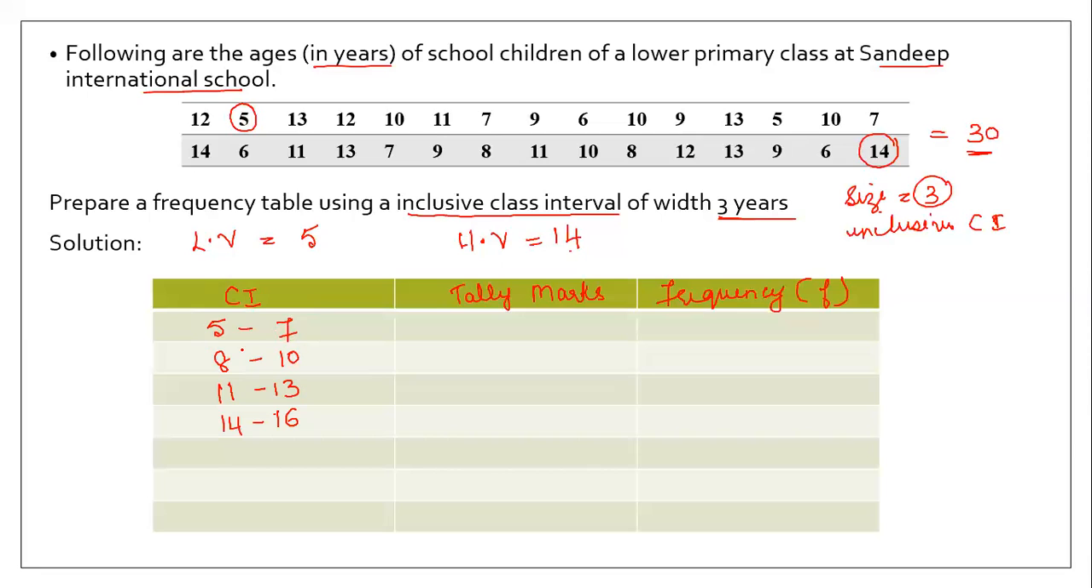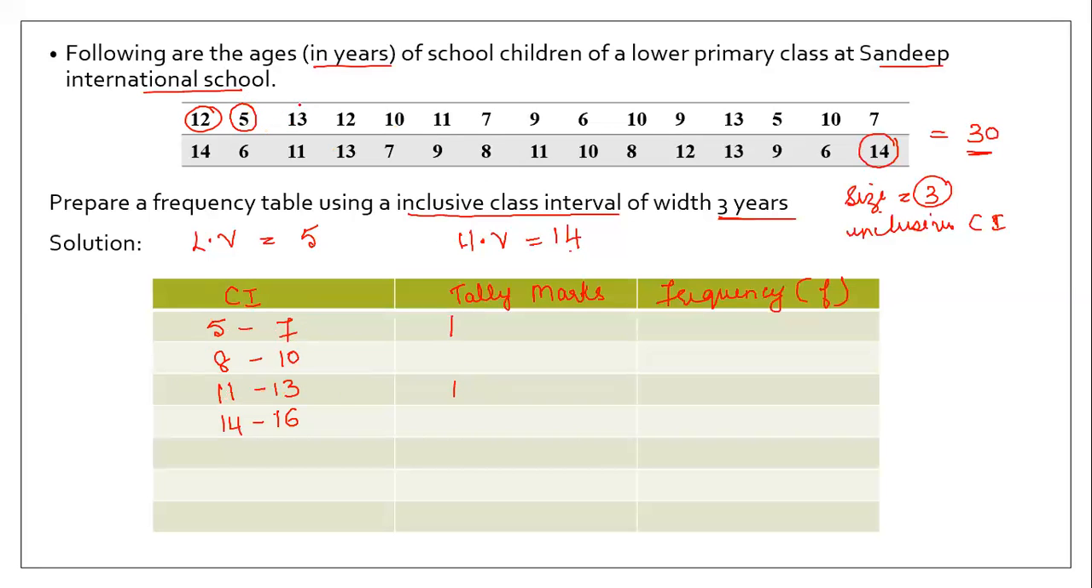So it includes the lower as well as the upper limit. Now we will put the tally marks. First one, 12. It includes from 11 to 13. So 12 comes in the middle. Next 5. So it is 5.